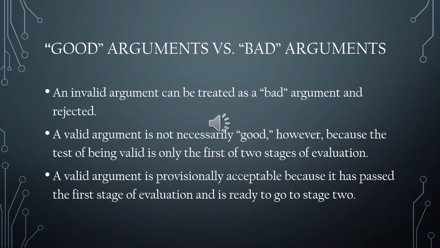So a valid deductive argument is provisionally acceptable. It's past the first stage. It's ready to go to stage 2. We might ultimately have to reject it, but it has at least met the first criteria of evaluation. So how we determine that will be the subject of the rest of this PowerPoint.